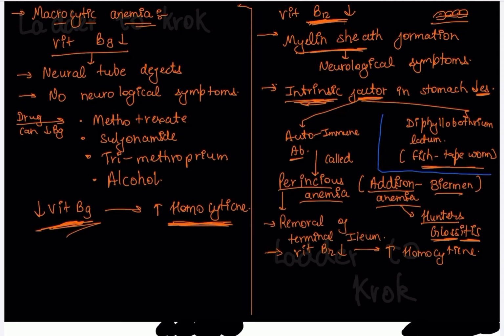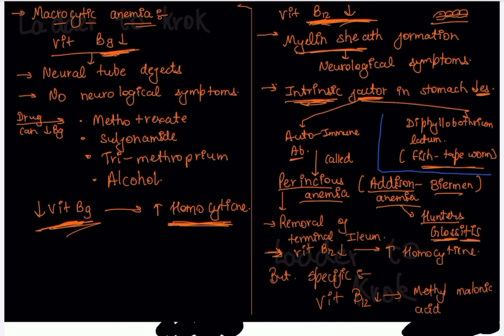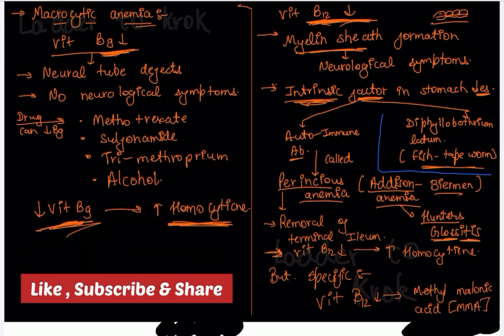But this is not the characteristic feature. What is the specific feature in vitamin B12? How can we differentiate vitamin B9 deficiency anemia from vitamin B12 deficiency anemia? In vitamin B12 anemia, you can find increased methylmalonic acid, MMA. You can find this in vitamin B12 anemia, MMA.